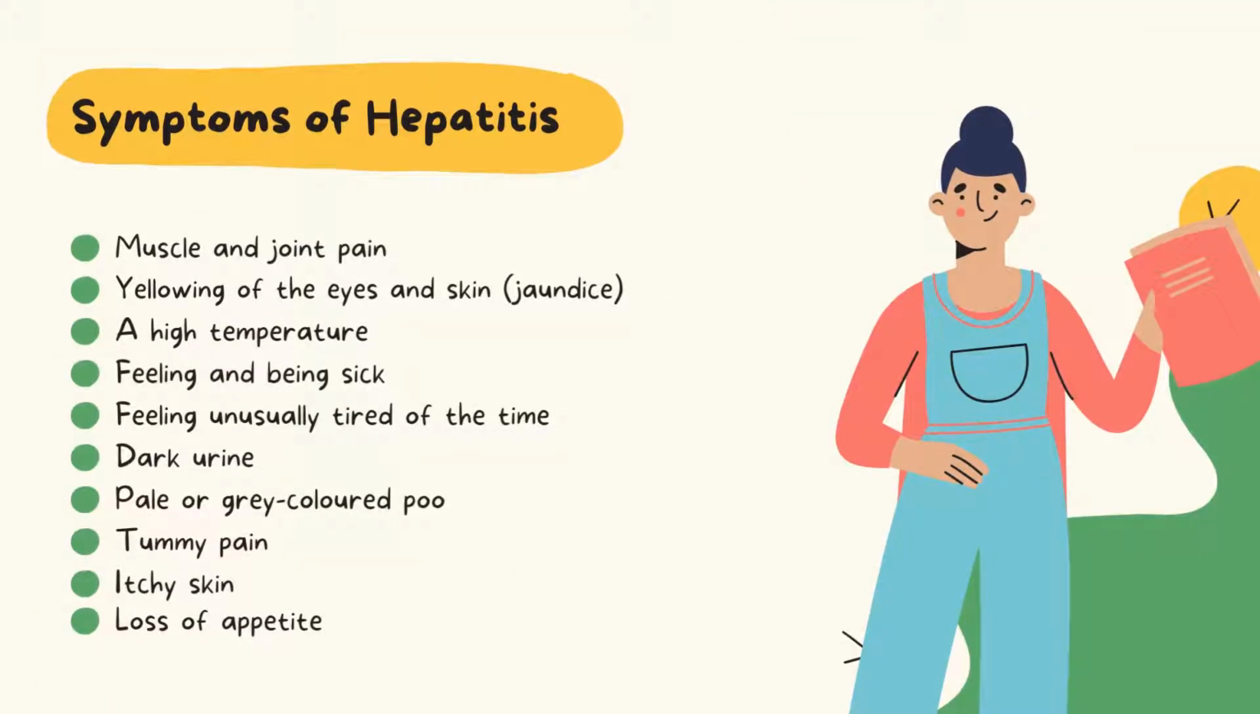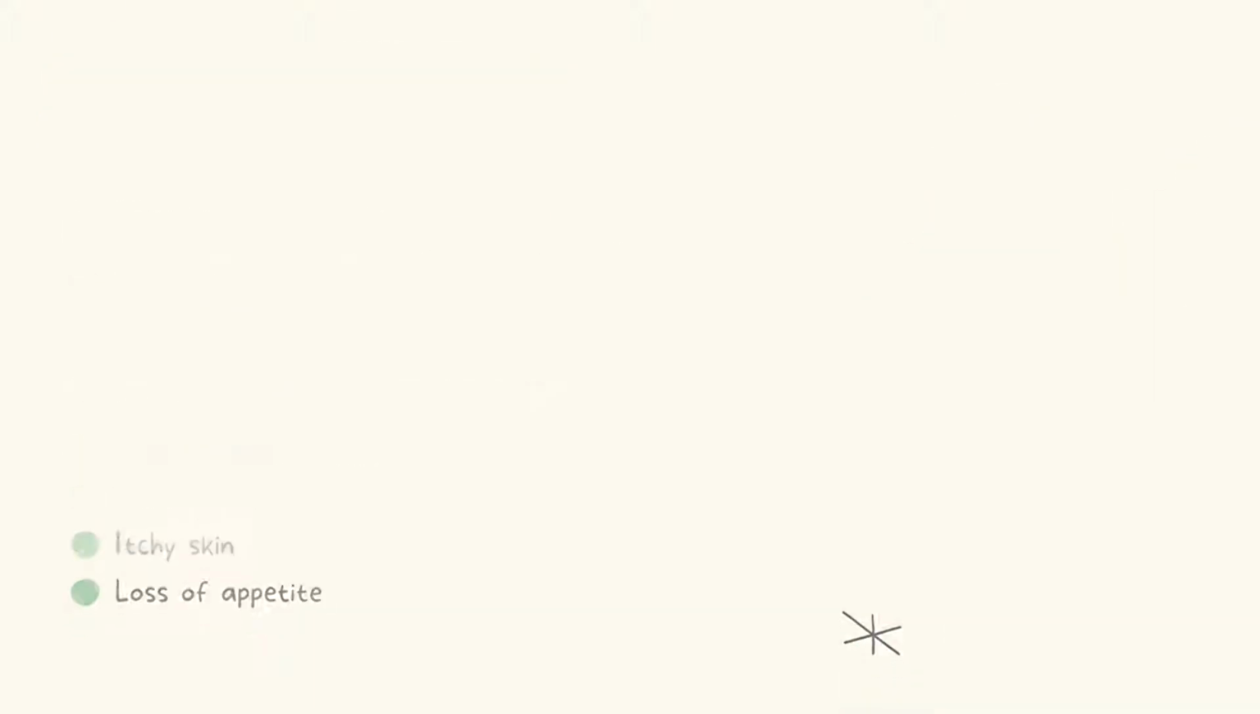Acute hepatitis often has no noticeable symptoms, so you may not realize you have it. However, if symptoms do develop, they can include muscle and joint pain, yellowing of the eyes and skin, a high temperature, feeling and being sick, feeling unusually tired all the time, dark urine, pale or gray-colored poo, tummy pain, itchy skin, and loss of appetite.